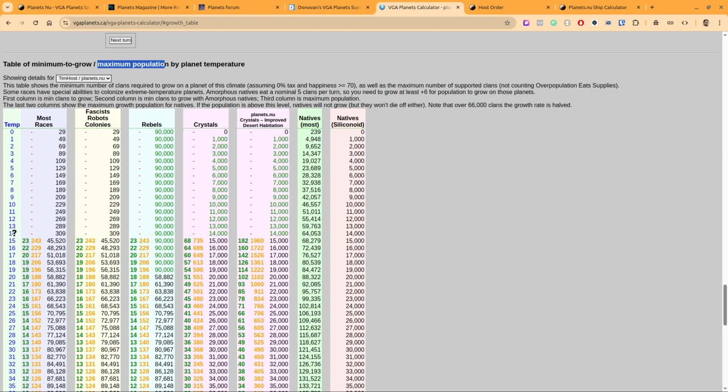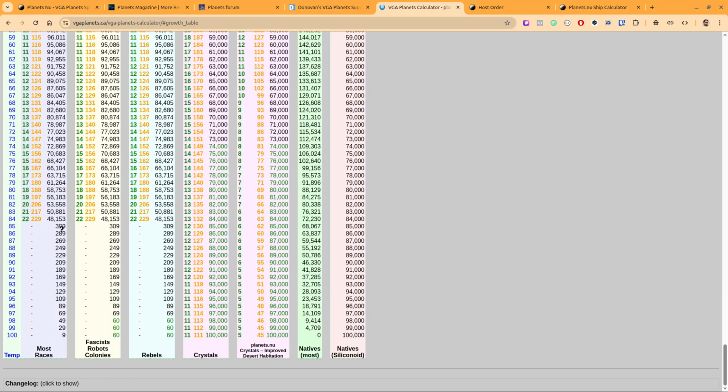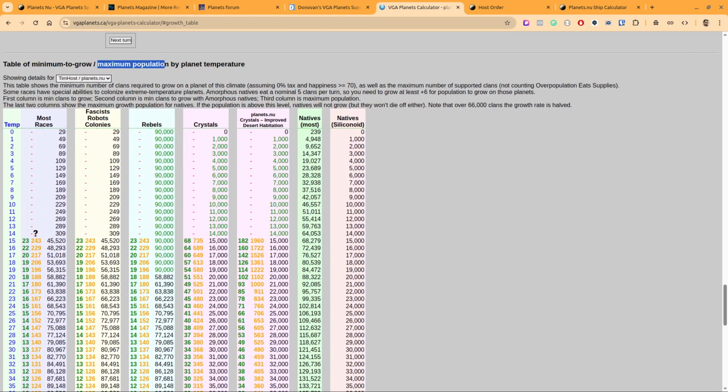Then you also see if the planet is too cold, so this is until 14 temperature, it can support up to 309. Any excess, as I said, will die. But if you have 309, the colonists will stay there. Means they will not grow. And the same applies for high temperatures. Here you also see that up to 85° from 100, you can sustain a min population or max population. But everything in excess will die, but they won't grow. However, if you deploy 22 clans, as most races, on an 84° planet, then they will start growing.